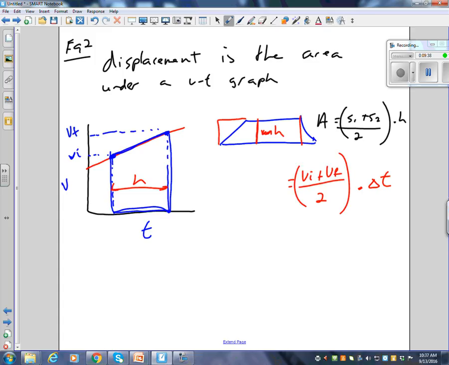So I've taken this trapezoid formula and adjusted it to match the values of this displacement under this v-t graph. And that is equal to not the area, but the displacement. So in a sense, what I've done is I've taken this area of a trapezoid formula and converted it to displacement and velocity-time.